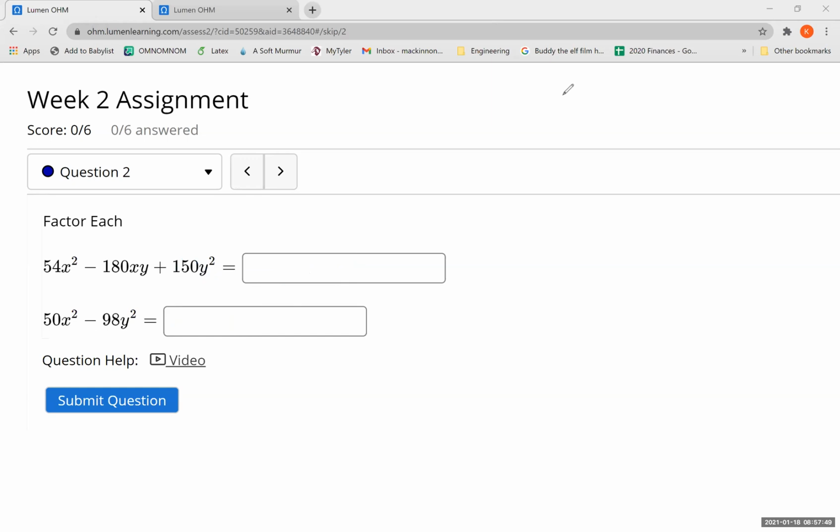All right, so now you're going to need to factor each of these. Now, some of you are going to look at this second one and go, oh, difference of squares. No, no, no, not just yet. 50 is not a perfect square and 98 is not a perfect square. Fortunately, they have a 2 in common.